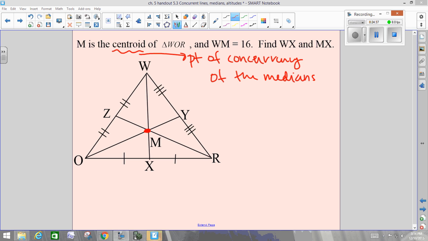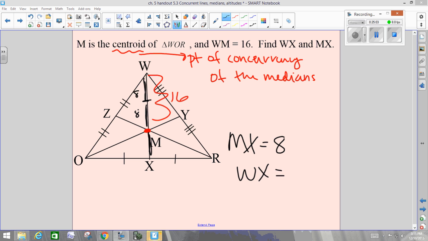1/3 and 2/3. So if WM is 16, is that representing the 1/3 or the 2/3? 2/3. That would mean that there are 2 equal chunks here, right? What would each chunk have to be? 8. So then that would mean that MX is how long? 8. Good, because that's the 1/3. Therefore, WX would be how long? 24. Good. Because 2/3 is 16, and 1/3 is 8, and then 8 plus 16 gives me 24.